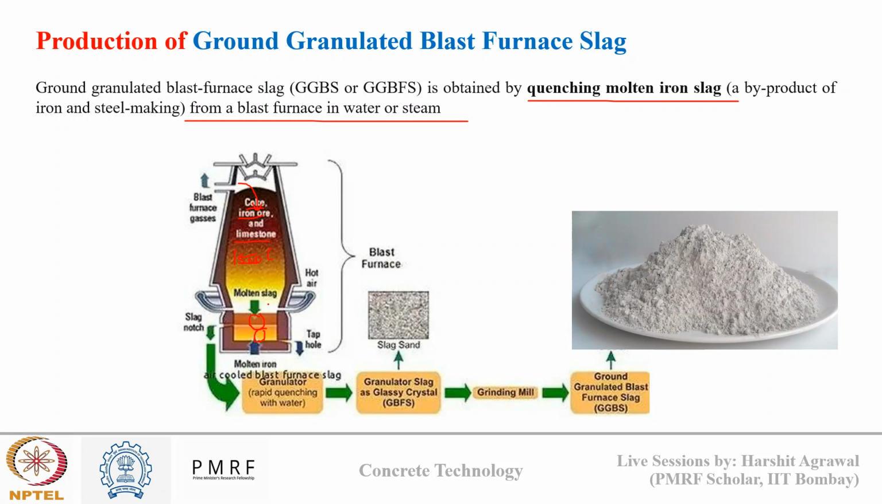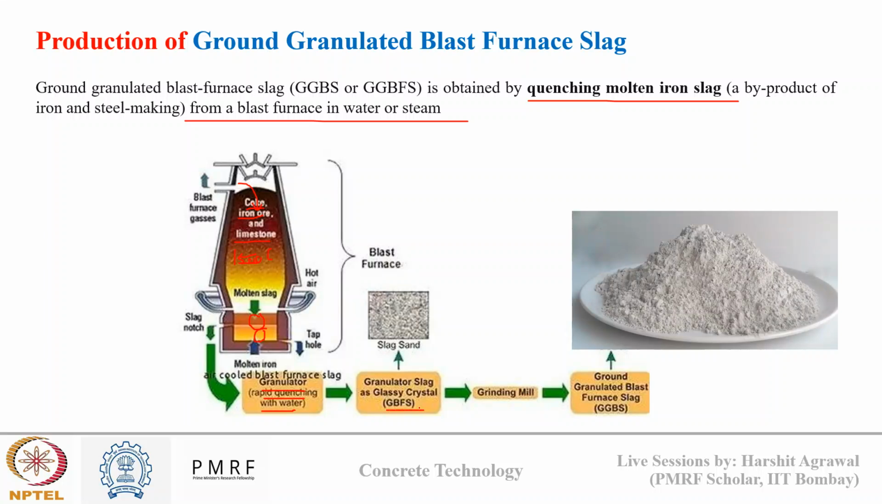Now this molten slag is separated from the molten iron, and to produce granulated blast furnace slag, the molten slag is rapidly cooled by quenching with high pressure water, or you can say air quenching also can be done. This rapid cooling is what is known as granulation, and this is done to prevent crystallization and form a glassy granular material, what is known as granulated blast furnace slag.